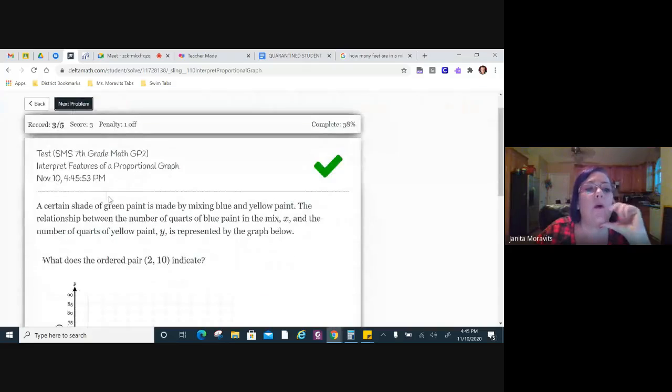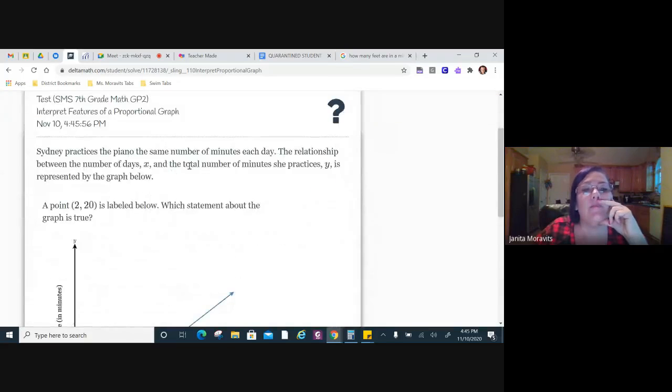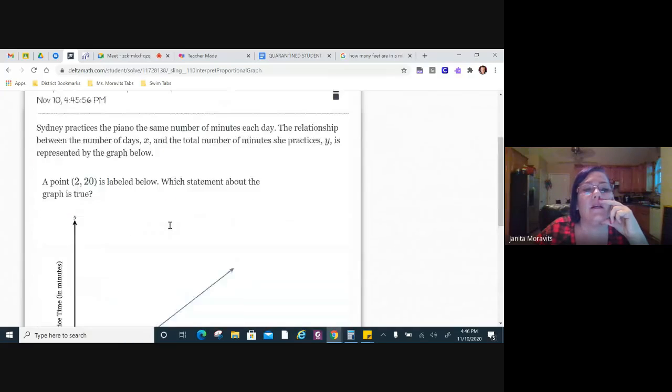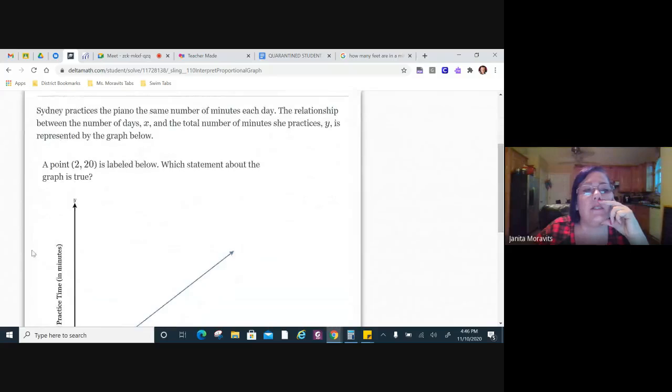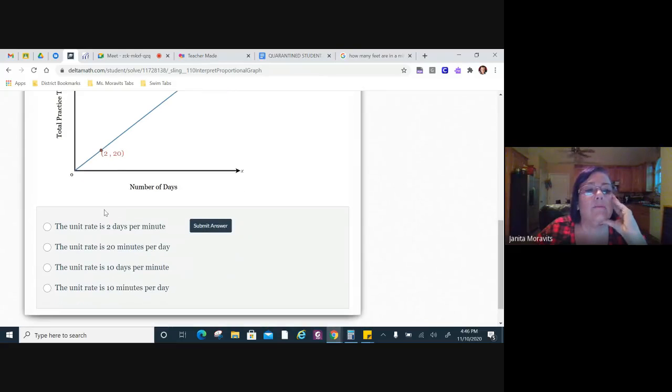All right, let's do one more of these. Sydney practices the piano the same number of minutes each day. The relationship between the number of days, X, and the total number of minutes, Y. At point (2, 20), which statement about the graph is true? 2 and 20. It says the unit rate is 2 days per minute.